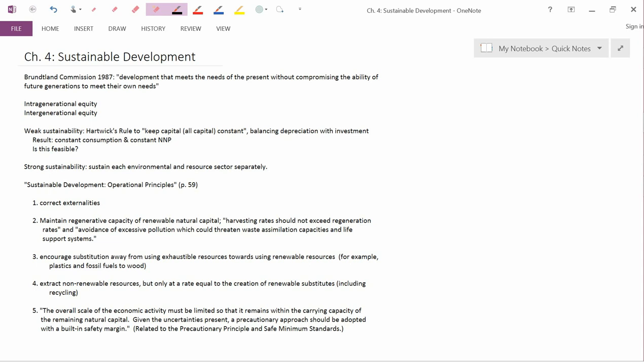Chapter 4 is entitled Sustainable Development. The Brundtland Commission in 1987, which is cited in your book on page 54, gave the first definition of sustainable development. Before 1987, the term sustainable development wasn't used. Sustainability was used, but only in the context of renewable resources. So their definition was here: development that meets the needs of the present without compromising the ability of future generations to meet their own needs.